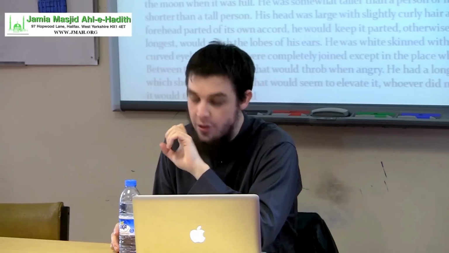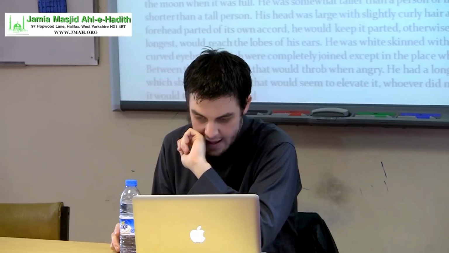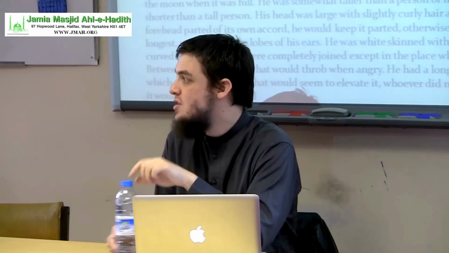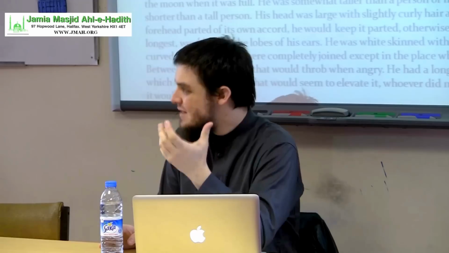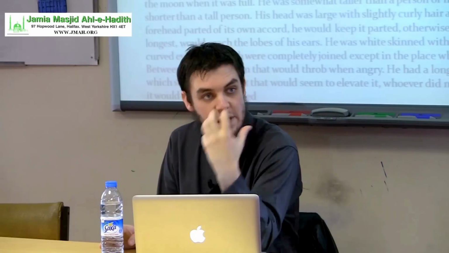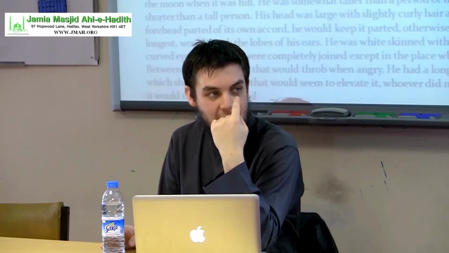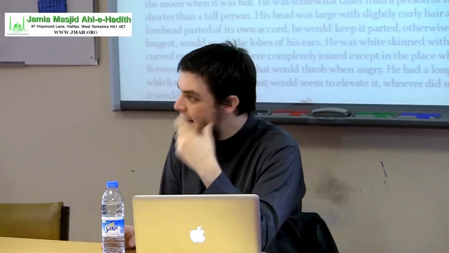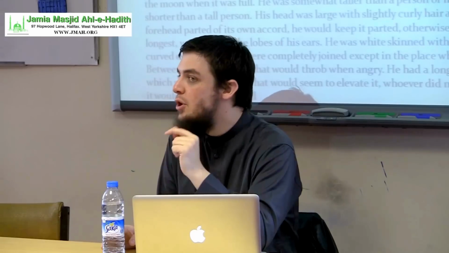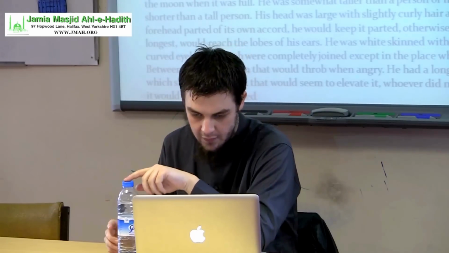Between them was a vein that would throb when he was angry. He had a long aquiline nose. It's mentioned about his nose that it was somewhat long, without being excessively long. So it was not like a really, really long nose, nor was it like a button or a small sort of nose. It had a bit of length to it, but it wasn't excessively long.